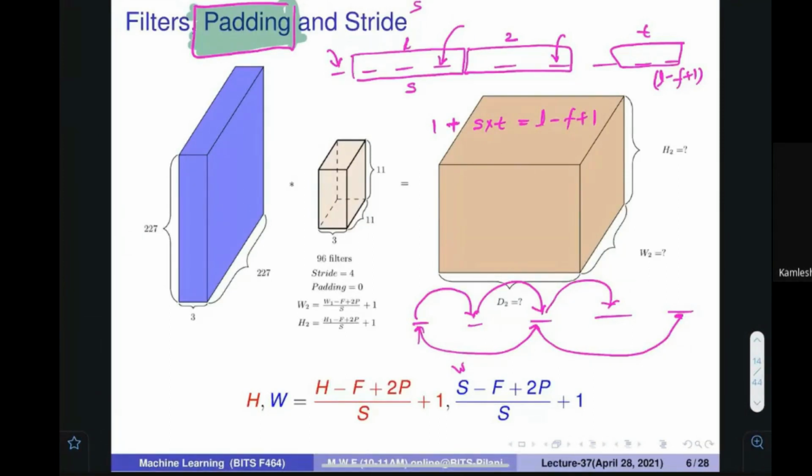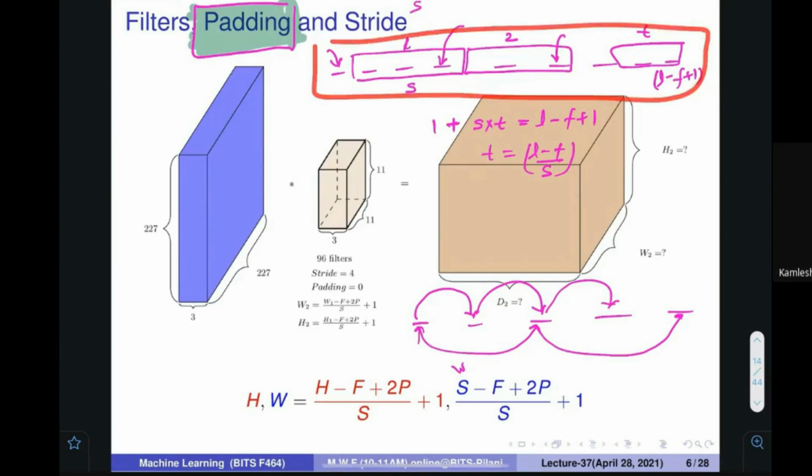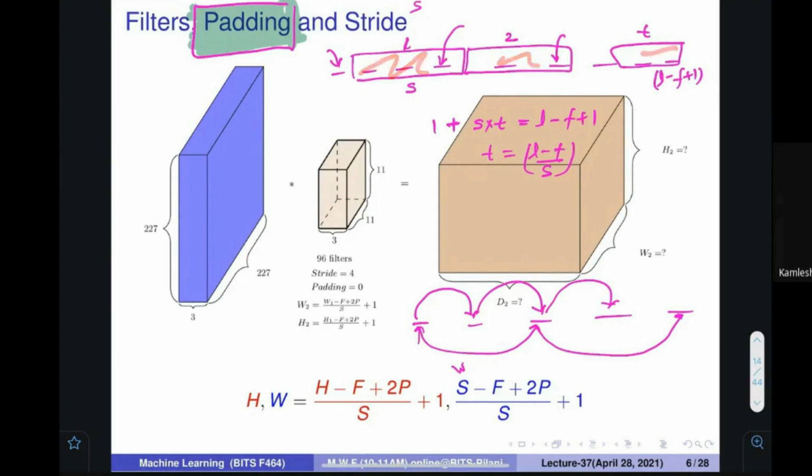Okay. So you can say that t is equal to L minus f divided by s. How many values are you going to obtain in this particular setting? After every stride you are going to get one value. So t values you would be getting, and one value you got in the first place. So the total number of values that you are going to get is L minus f divided by s plus 1. Make sense? We are assuming that the padding is not there. If you apply the padding, you can add it to the formula also.